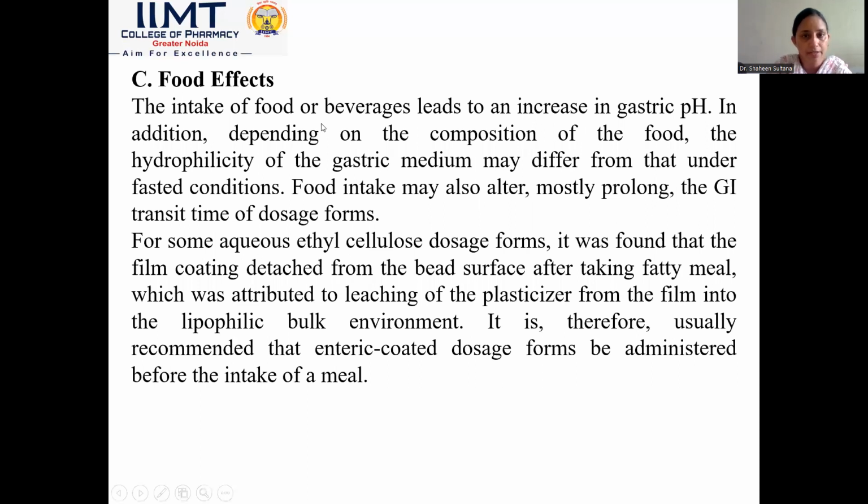Now the third effect is the food effect. The intake of food or beverages leads to an increase in the gastric pH. In addition, it depends upon the composition of the food; the hydrophilicity of the gastric medium is affected. Food intake also affects gastric emptying or the transit time of a dosage form. So you have to take care about what food you are taking, what the composition of the food is, because it can affect the pH and it can affect the transit time of a dosage form.